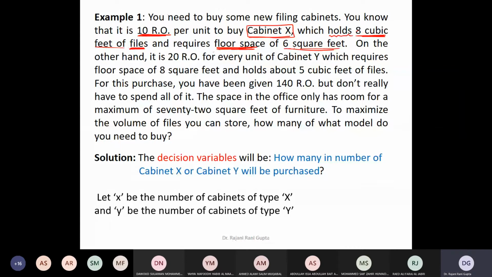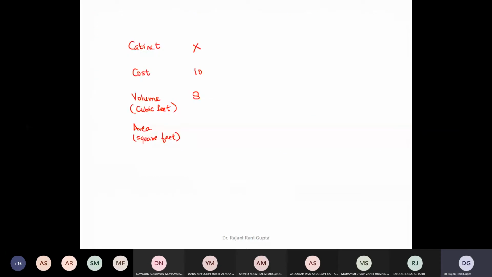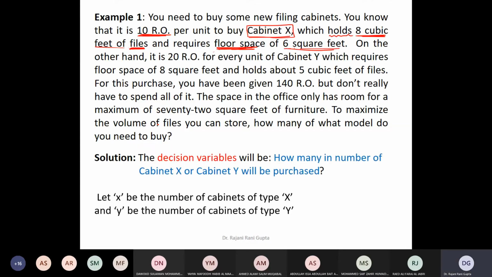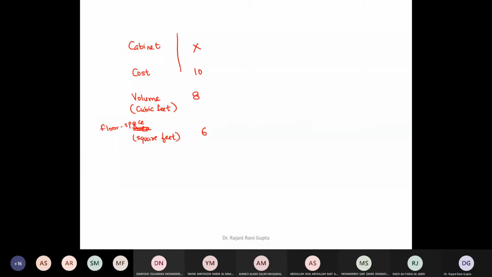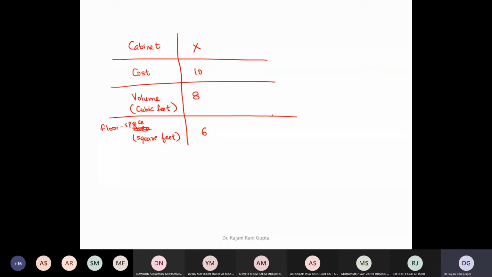8 cubic feet, and area, or you can say floor space. Instead of area, you can use the word floor space, which is used in the question. Area is 6 square feet. So we'll put it here, 6. Now this is about cabinet X. We have used this information about cabinet X. Now let's read the next line.